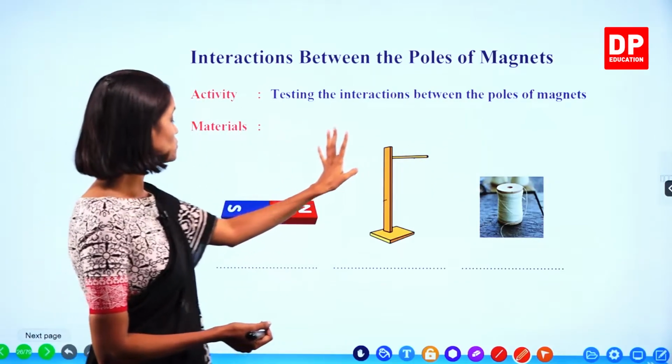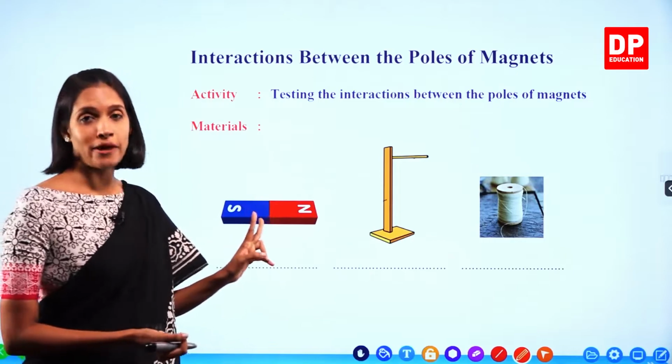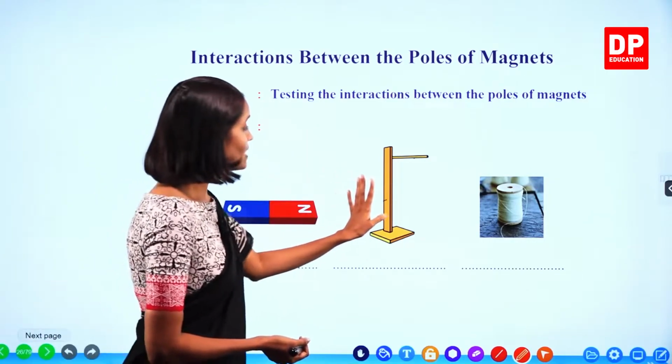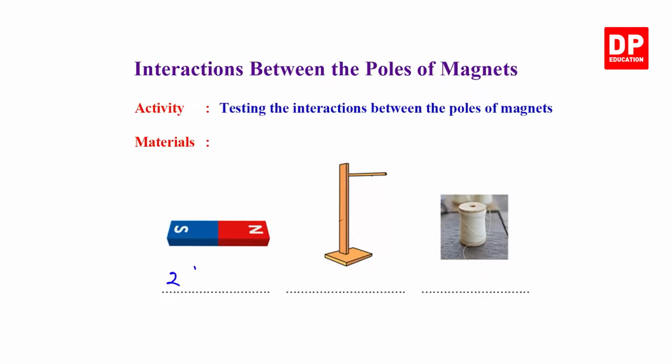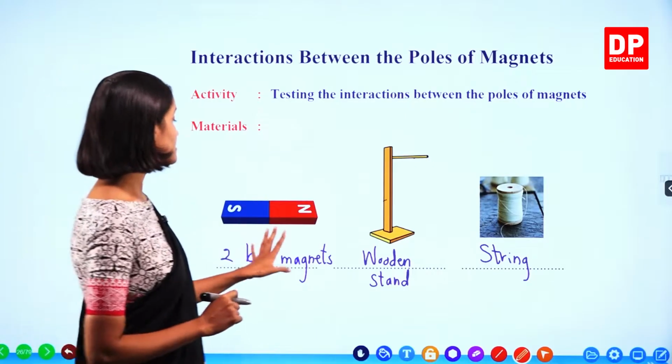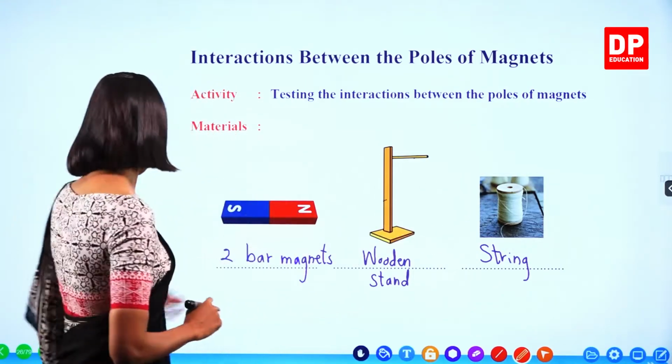What do we need to do this activity? We need two bar magnets and we need a wooden stand and some pieces of string, right? Let's write. A wooden stand, pieces of string. Let's write string. Okay. Two bar magnets, wooden stand, pieces of string.